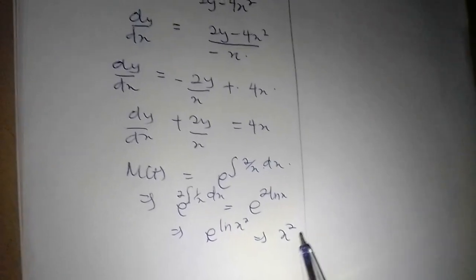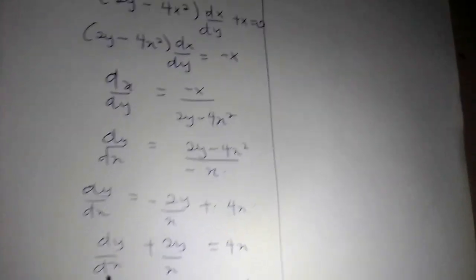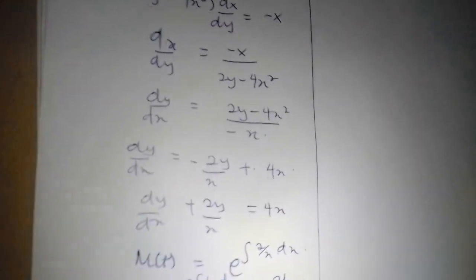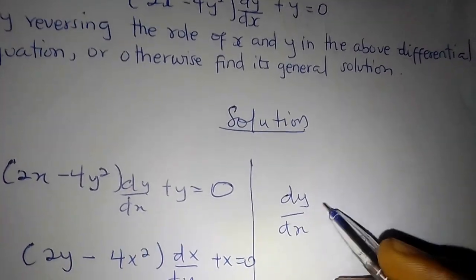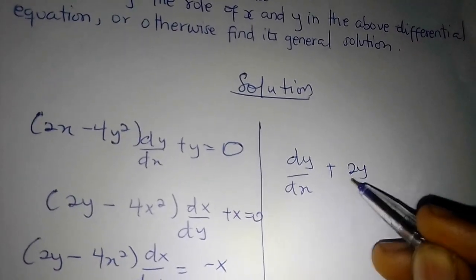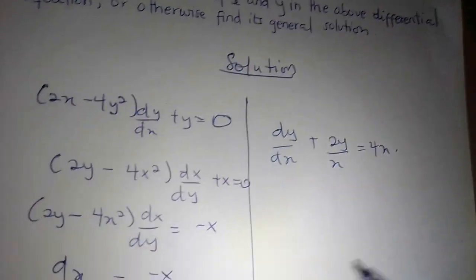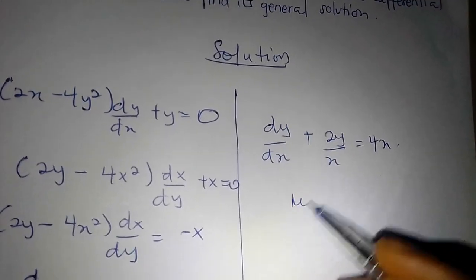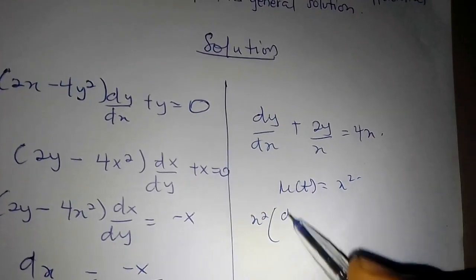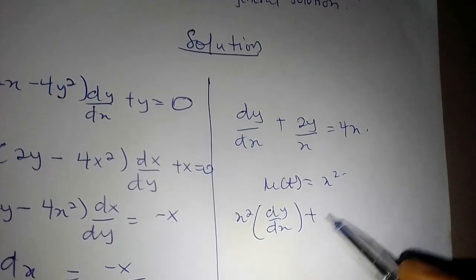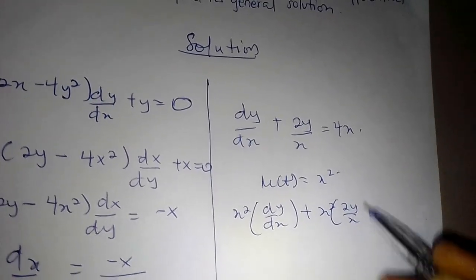So let's quickly go ahead to use this integrating factor to solve for the solution of this first order linear differential equation that we have here. So we have dy over dx plus 2y on x equals 4x. At this point, I had my integrating factor mu to be equal to x squared. So I'm going to have x squared multiplied by dy over dx plus x squared times 2y on x is equal to x squared times 4x.